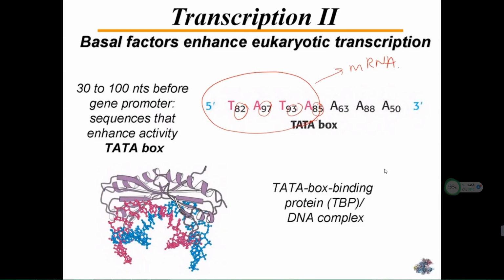And usually it's upstream, so minus 30 to minus 100 nucleotides before the actual initiation site for transcription to occur. This figure actually depicts the representation of that TBP protein that binds the TATA box region. Remember, TBP is part of a larger multi-subunit complex that's found in transcription factor 2D.